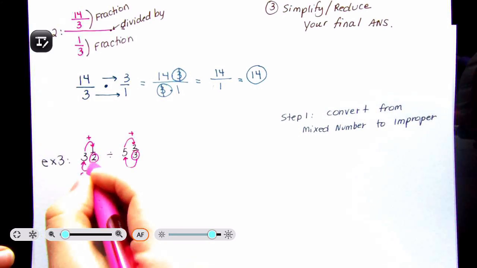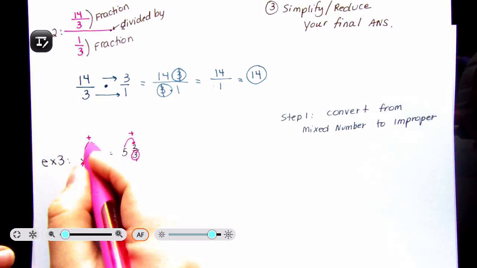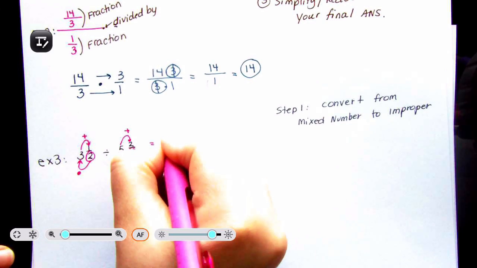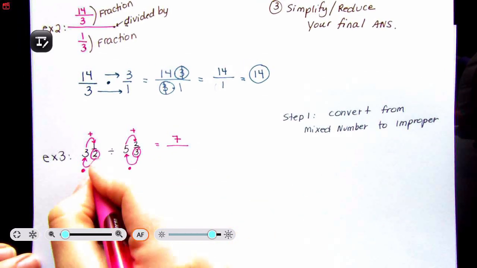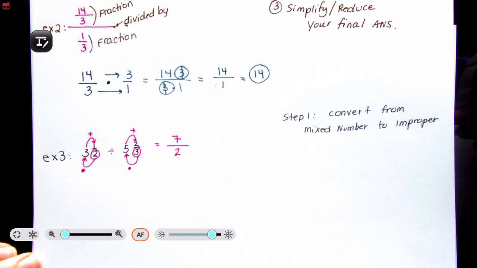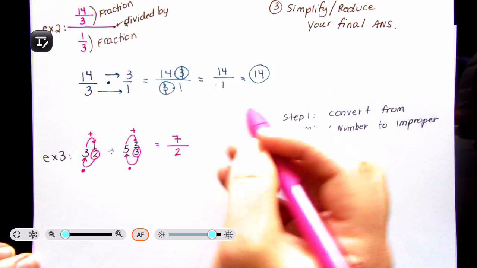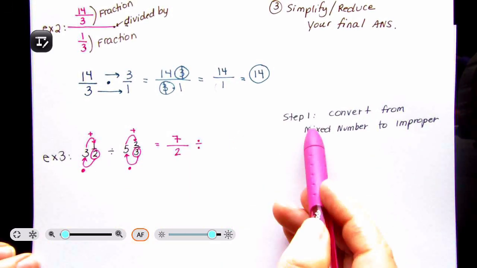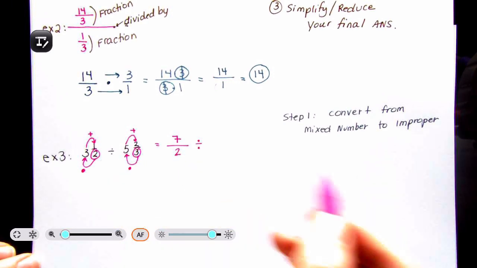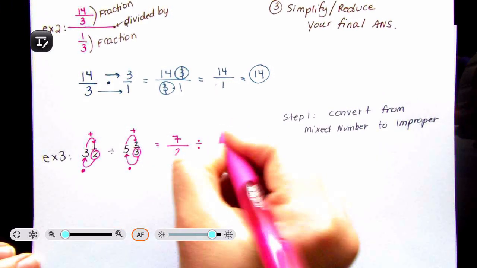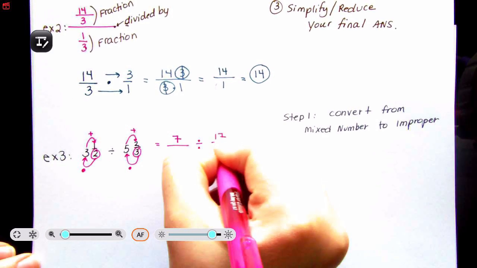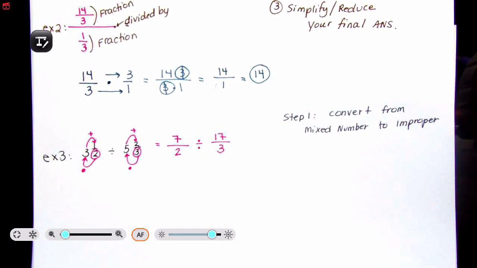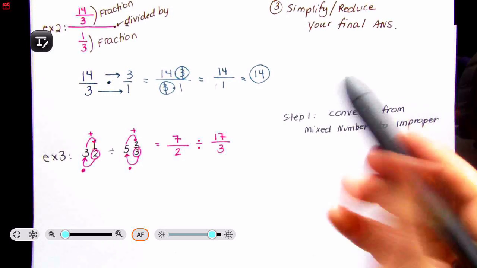So 2 times 3 is 6. 6 plus 1 is 7. And then once you do that, you're going to keep your original denominator. Again, if you need this to go a little slower, go ahead and head over to my converting fractions video. Again, we're going to keep everything the same. Step number 1 doesn't talk about KFC anymore. Step number 1 is just converting. 3 times 5 is 15, 16, 17. Keep your original denominator.